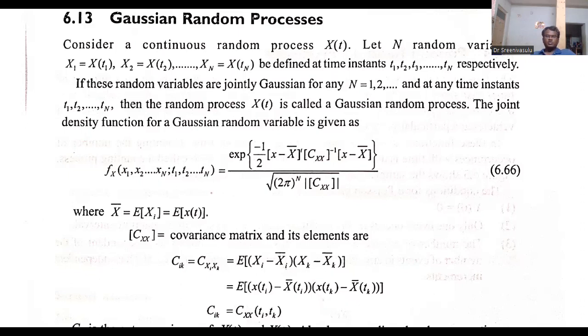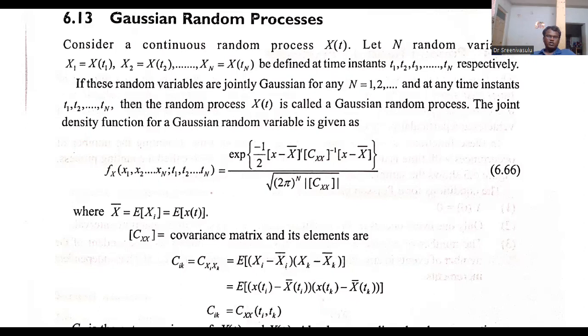Now here the random variables are jointly Gaussian for any n value, and at any time instances t1, t2, and so on. Then the random process x of t is called a Gaussian random process. You see the statement. When we call it a Gaussian random process, it means the random variables are jointly Gaussian for any n value. That means n equal to 1, 2, 3, and so on. And at the corresponding time instances, the random process x of t is called a Gaussian random process. Now you can write this jointly Gaussian density function.